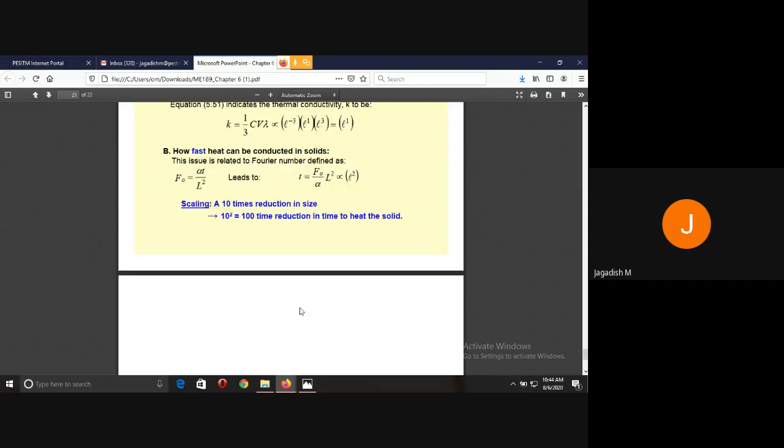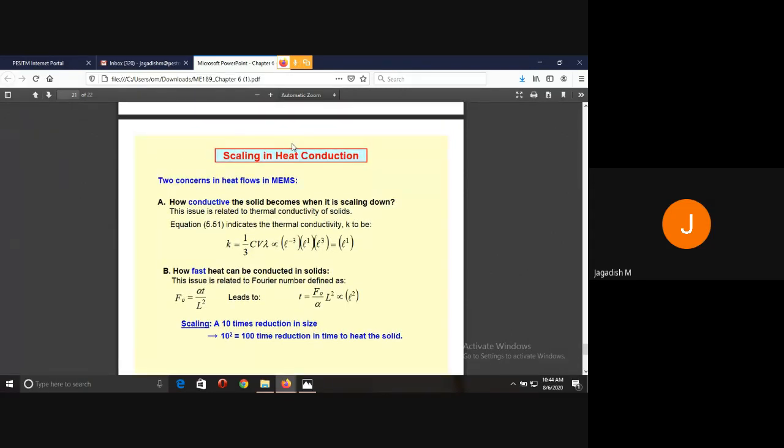so even in heat you can find out what is the significance of scaling. Okay, so you have conductivity, and how fast the heat can be conducted. Those two parameters I leave for you. So you have the thermal conductivity K equal to this equation and it is proportional to L to the power 1. So if the scaling is done by 10 times, that is, if we reduce the size by 10 times, the thermal conductivity is reduced by 10 times.